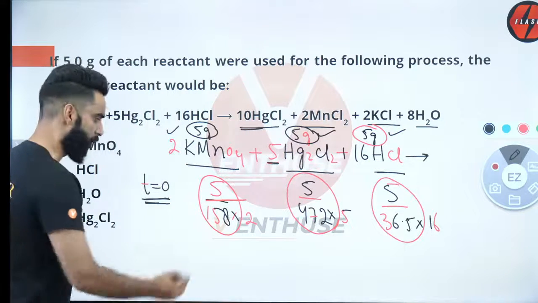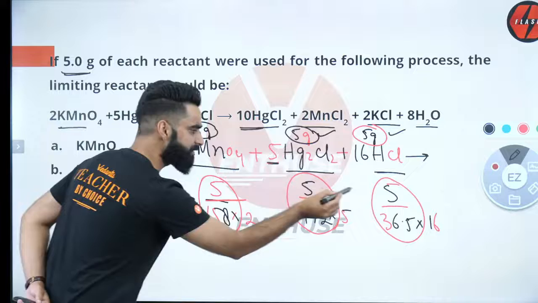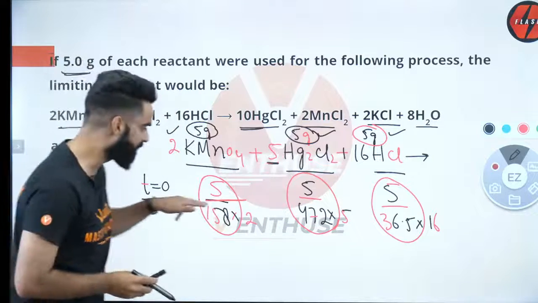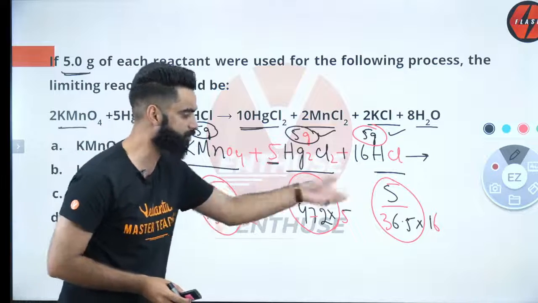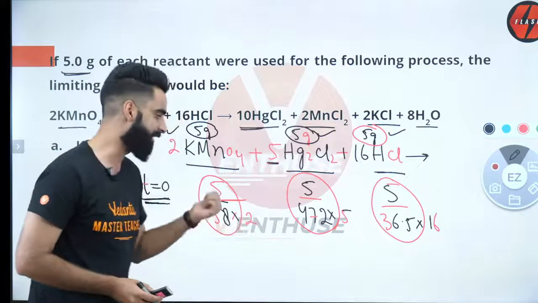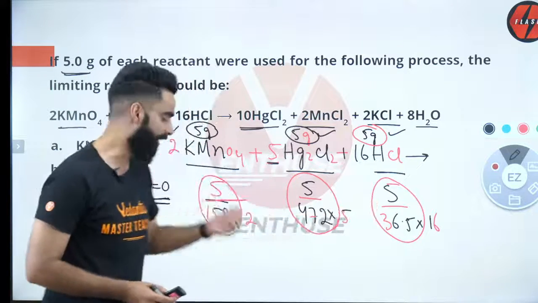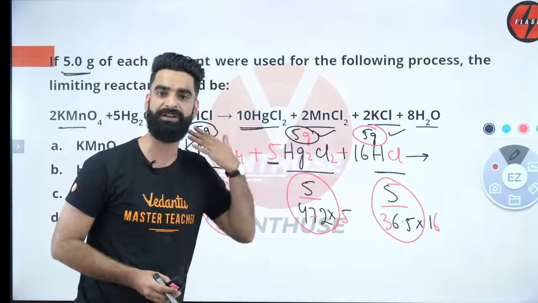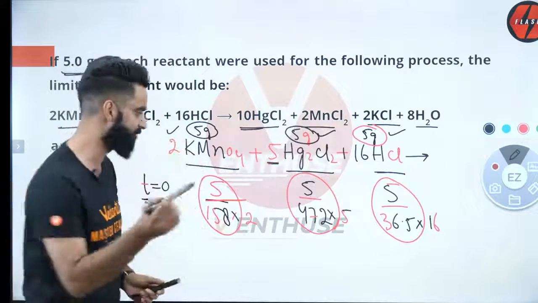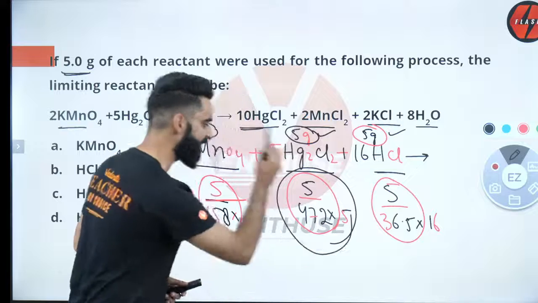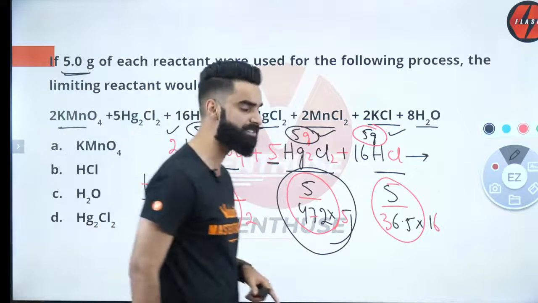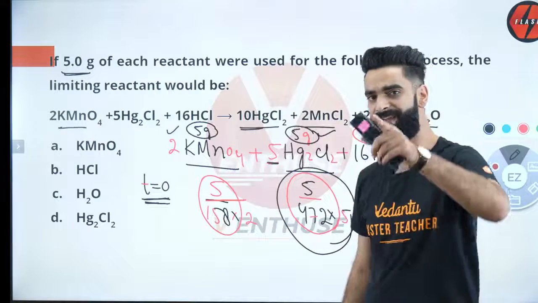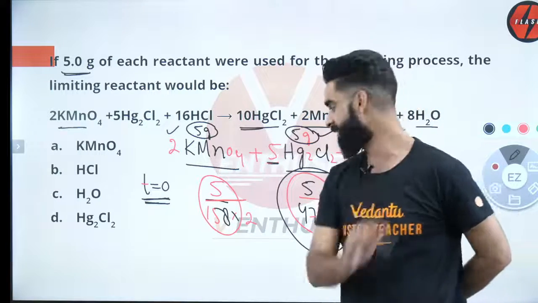Right, guys? So the one with the least stoichiometric ratio. See, what am I getting now? When I'm dividing these moles by their respective stoichiometric coefficients, I'm getting the stoichiometric ratio, right? The one with the least stoichiometric ratio would be my limiting reagent. Just check it out. This one has the least stoichiometric ratio, right? And the one with the least stoichiometric ratio is always going to be my limiting reagent, right?